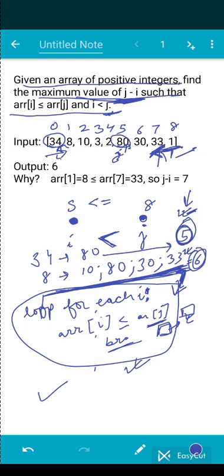It's a very nice brute force solution if you want to try it out.